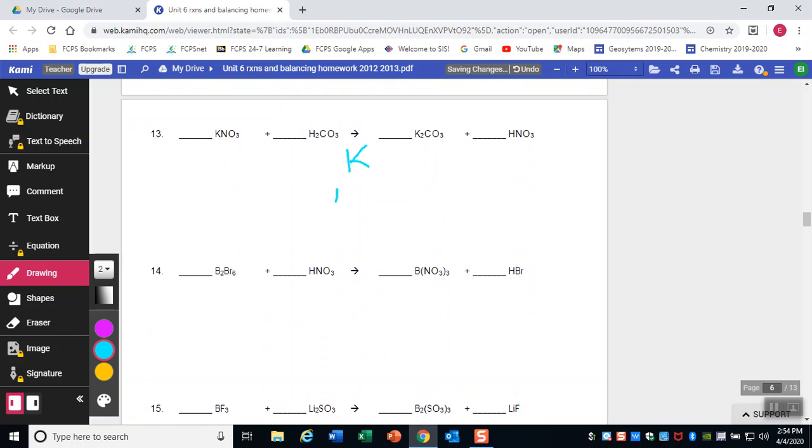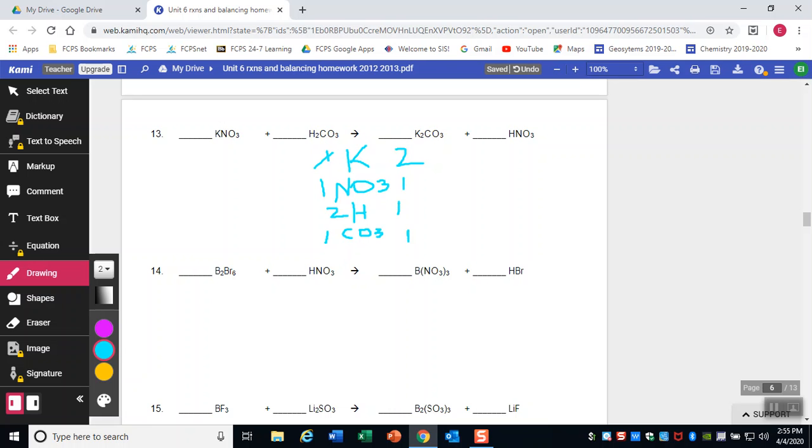Okay, 13. I've got potassium. I'm going to keep this nitrate all as 1. And then I've got hydrogen and carbonate all as 1. So let's count 1, 1, 2 hydrogens, and 1 carbonate. 2 potassiums, 1 carbonate, 1 hydrogen, and 1 nitrogen.